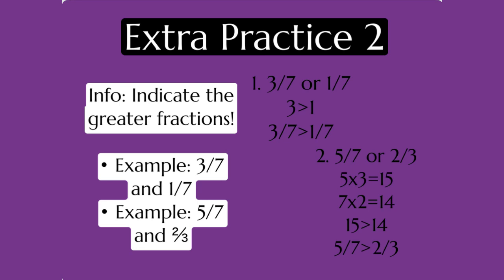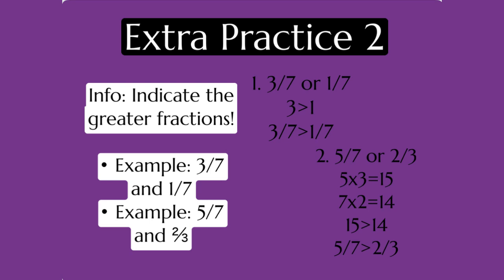So, next we have 3/7 and 1/7. So once again, we have the same denominator of 7, so all we have to do is compare 3 and 1. We know that 3 is greater than 1, so 3/7 is greater than 1/7.